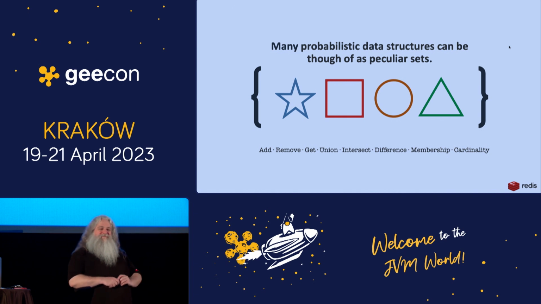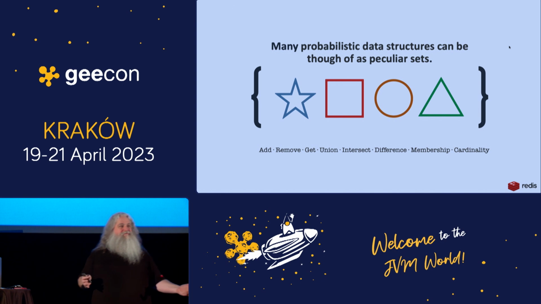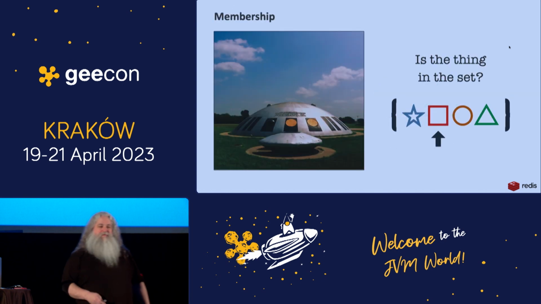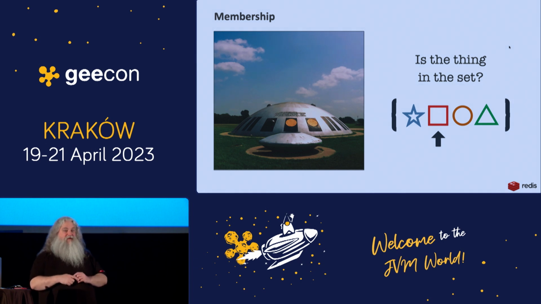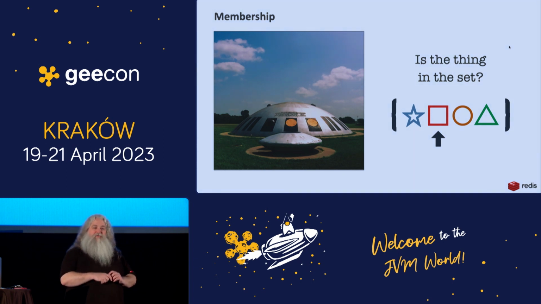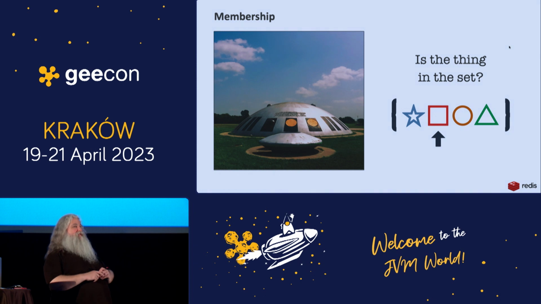And probabilistic data structures will let you do some of these, but not all of them. Some of them will only let you check for membership. Bloom filters work this way. It's one we're going to look at here real soon. A Bloom filter asks the question, is this thing in the set?